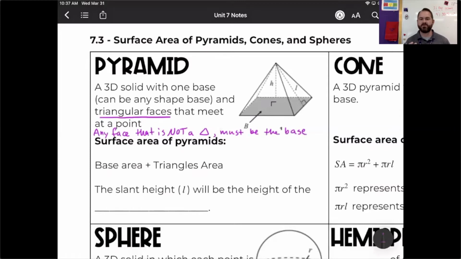But one thing that is important to recognize about this is we're using something called L, which stands for the slanted height of those triangles. The slant height, L, will be the height of the triangle faces, these triangles along the side. We're slanting that height measurement of those triangles back in. That is not the height of the pyramid, not H.